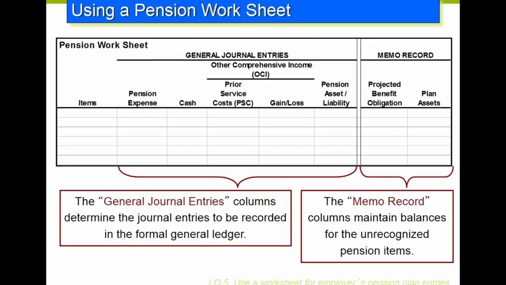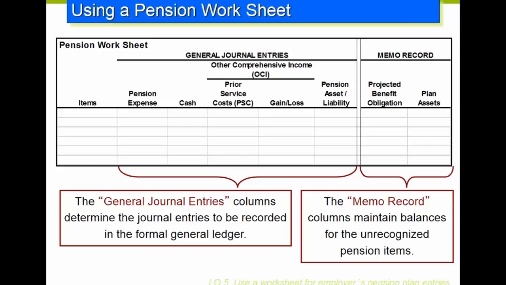There's a couple of things that I want to really focus on when we use the pension worksheet. You notice on the right side that we have a memo record. Well, the memo record essentially has the projected benefit obligation, and think about the projected benefit obligation as a liability, although the liability is not embedded in our balance sheet.